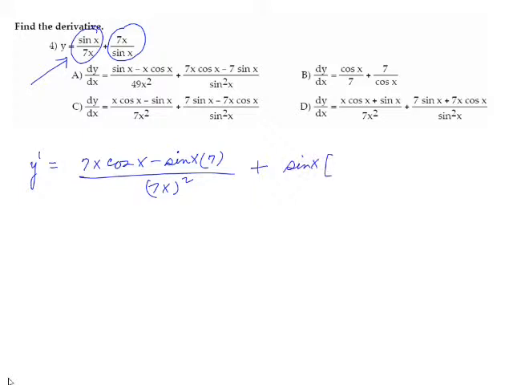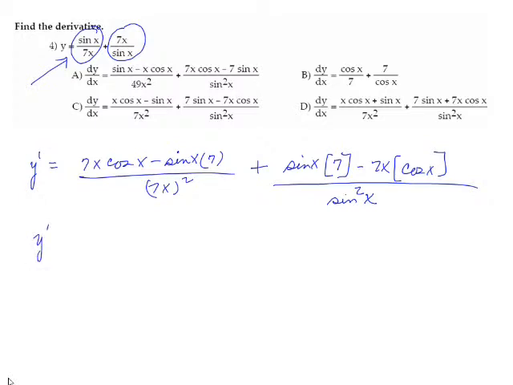times the derivative of the numerator, which is 7, minus 7x times the derivative of the denominator, which is cosine of x, divided by the denominator squared, which is sine squared of x.